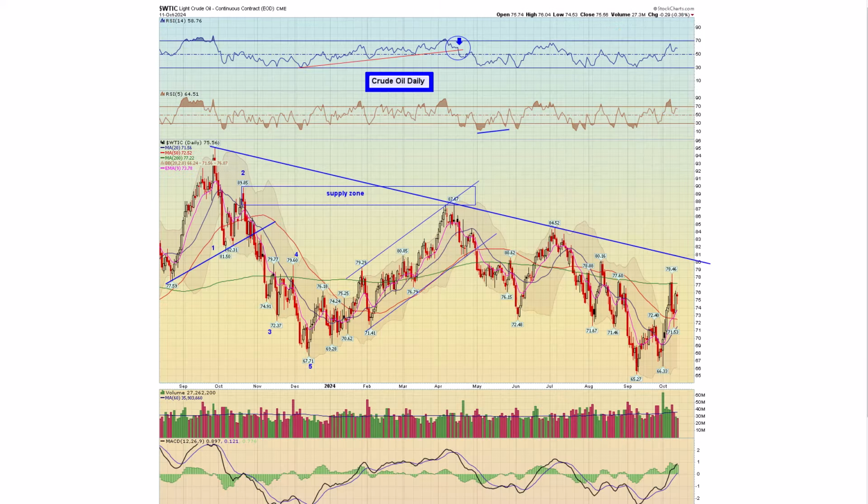Chart 60, here's crude oil on the daily. The big resistance is this downtrend line. And again, anything crazy out of the Mideast could obviously cause crazy spikes in crude oil. Right now, the 200-day moving average is a little bit of resistance.